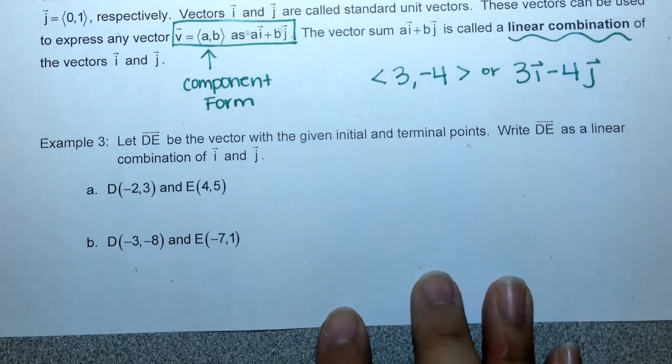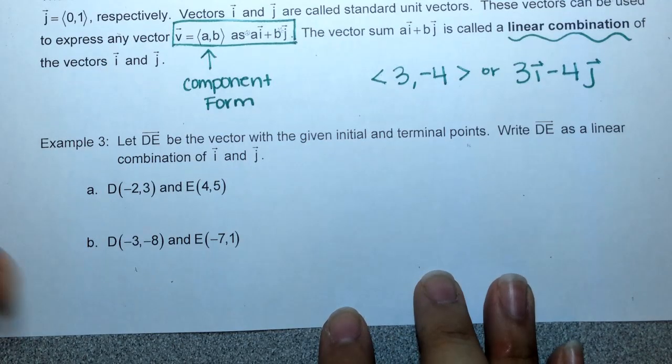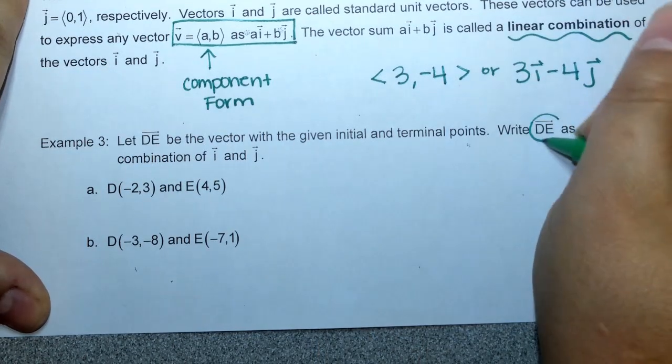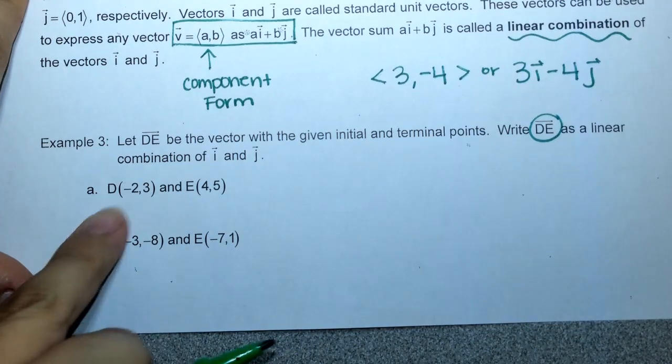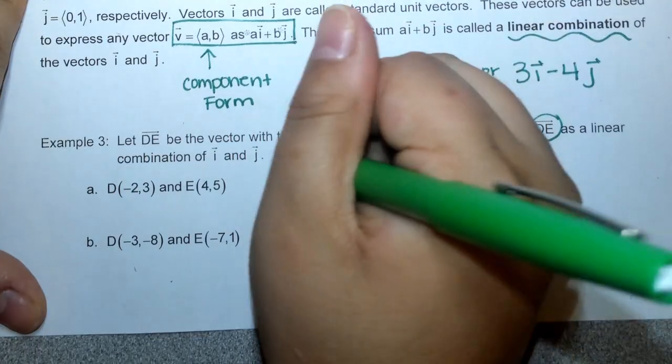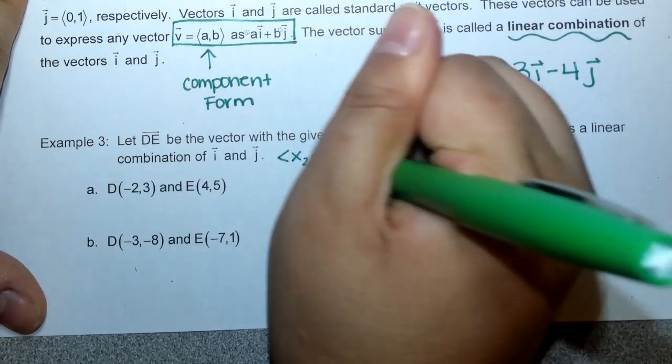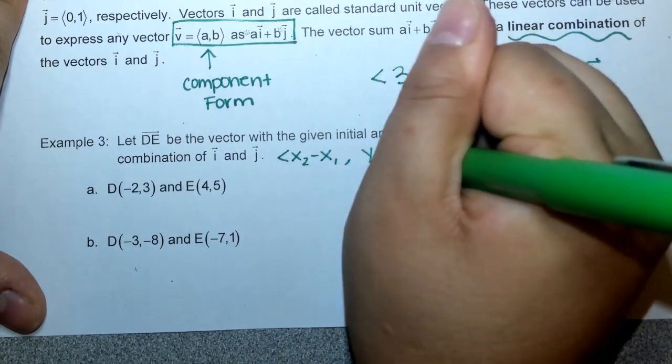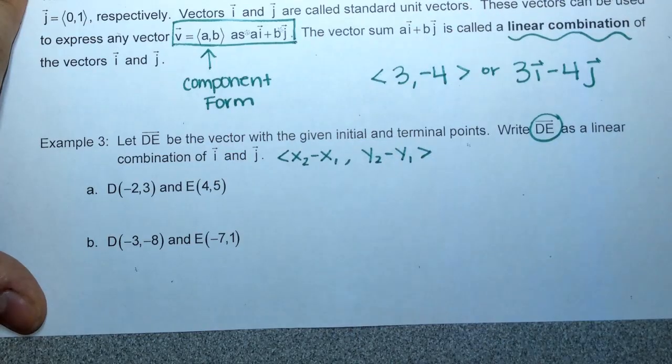So, let's do what we did yesterday and combine it. If I give you 2 points, how do I write vector DE as a linear combination if I know D is negative 2, 3 and E is 4, 5? What am I going to do? This is what we did yesterday. How do I figure out this in component form? x2 minus x1, comma, y2 minus y1. Y'all remember doing that yesterday?